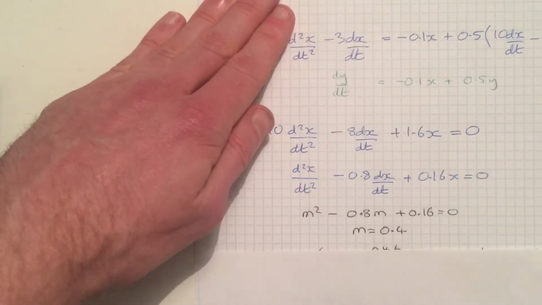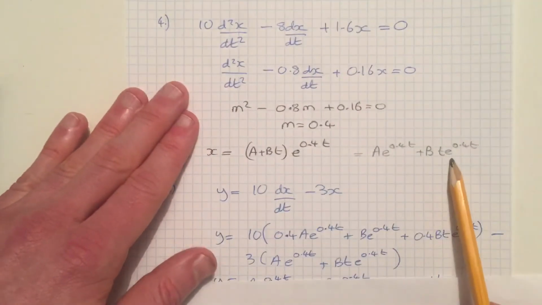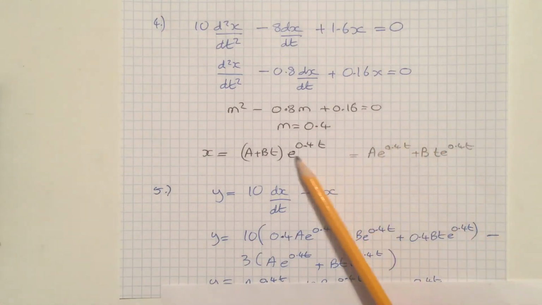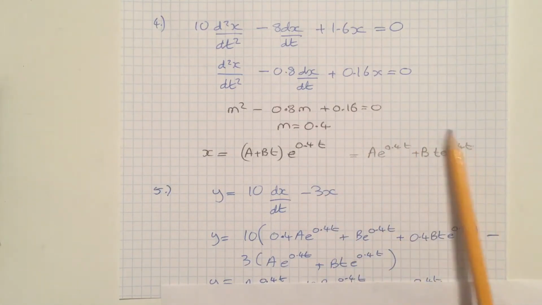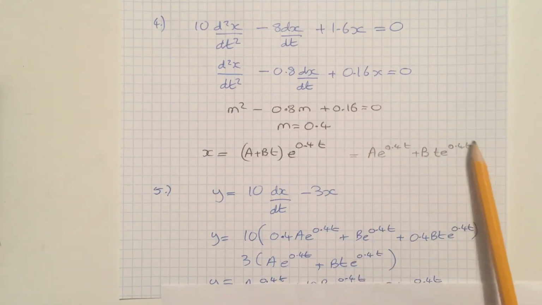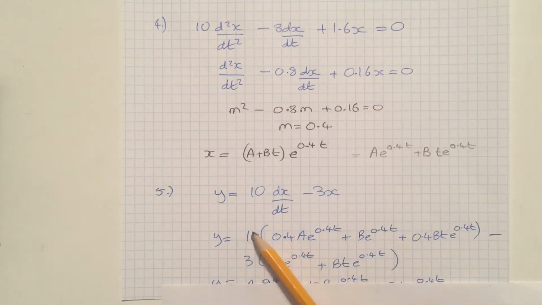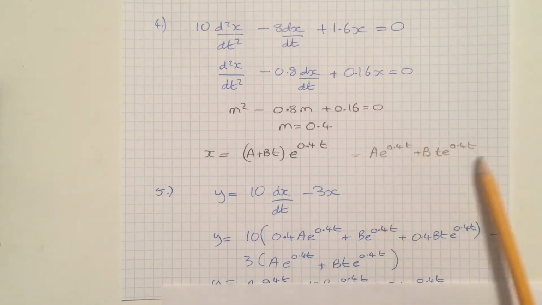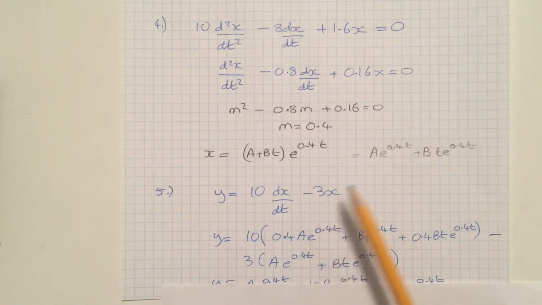So let's take our x function, which was here or here, and substitute it in. This is why it's useful to write it in this form rather than this form, because this form is slightly easier to differentiate. When I differentiate this, I get all of this times 10, minus 3 lots of all of this. So 10 lots of the derivative of this minus 3 lots of this.